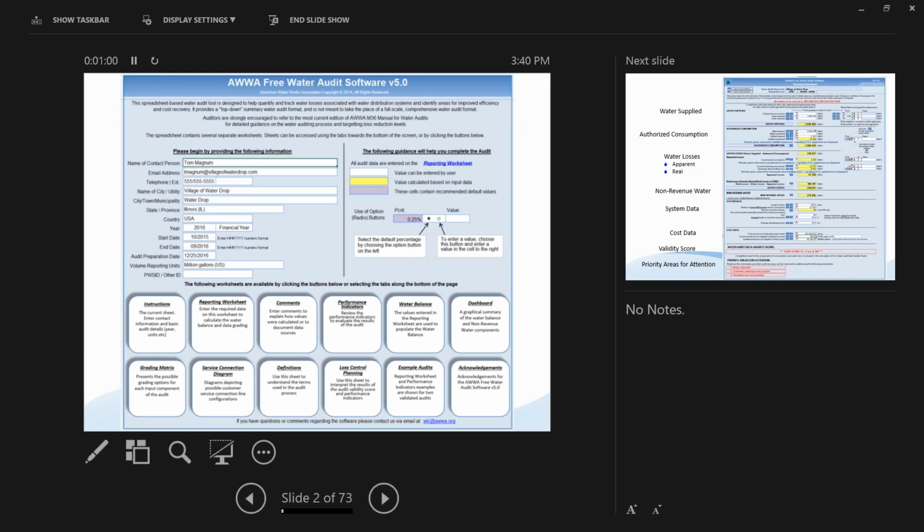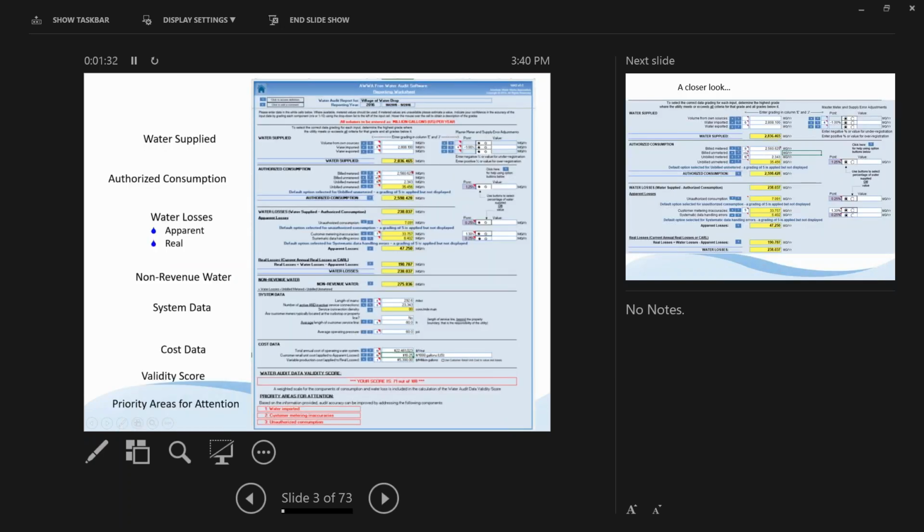and then reviewing your audit and verifying its accuracy. And what we have here is an example audit from a utility in Illinois, but I have changed the names to protect the innocent. But this was an audit that was completed last year regarding the 2016 fiscal year for their water system.